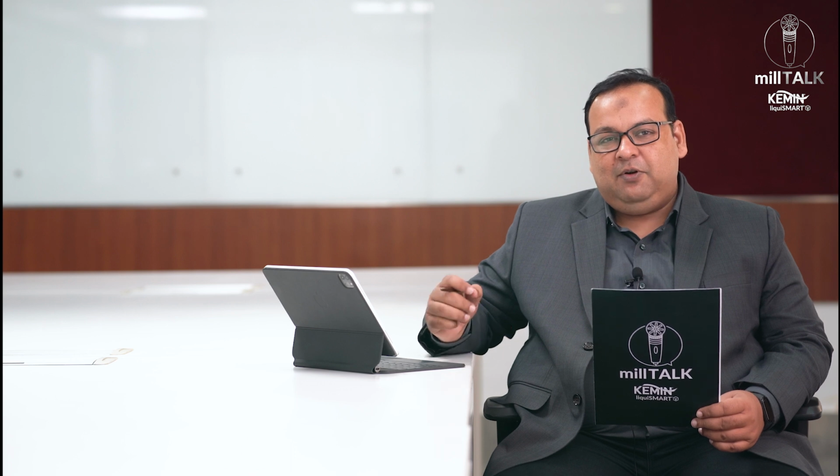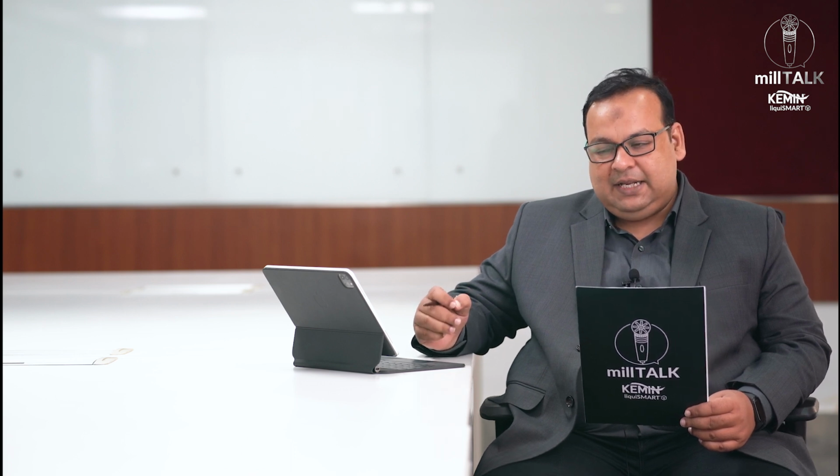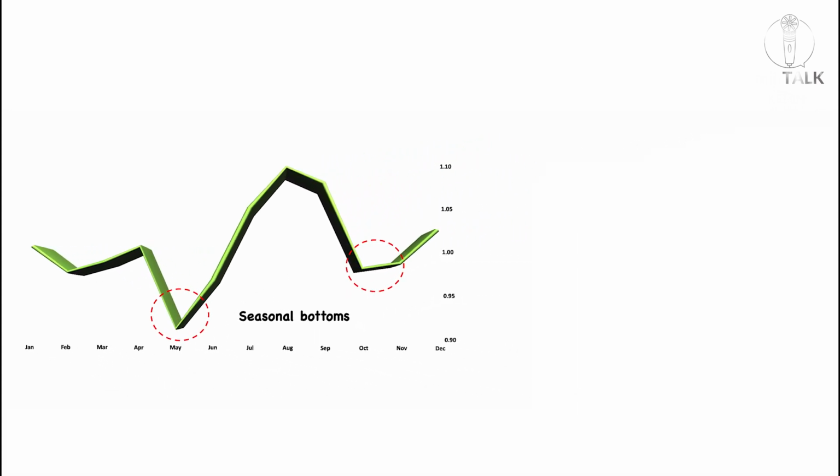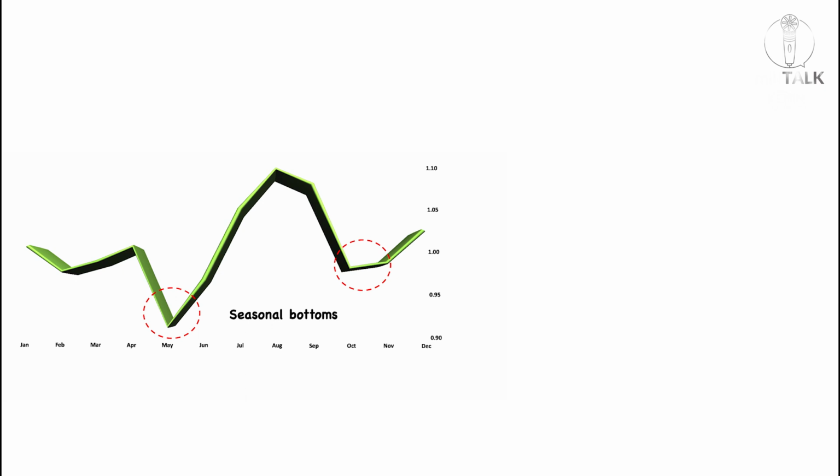It depends on an informed decision, if you look at the fundamental factors. If you look at the price sensitivity analysis presented here, you will find that in the month of May, usually the prices drop, and in the month of November, the prices are at the bottom. So these are the 2 months of seasonal bottoms. Although it is historical data, on the basis of this historical data, we can make an informed decision.